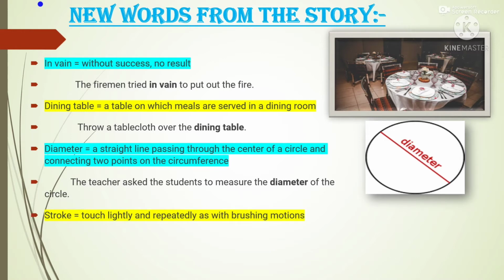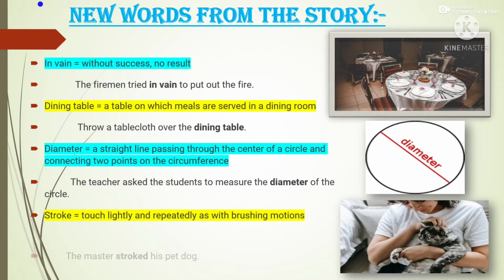Stroke means touch lightly and repeatedly as with a brushing motion. Okay. Usually when we have some pet animals we stroke them, right? The master stroked her pet dog. You can see in the picture the master is stroking her pet dog, not his. Actually she's a lady, so the master stroked her pet dog.